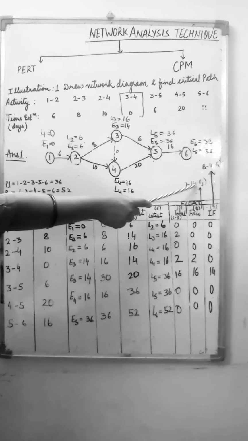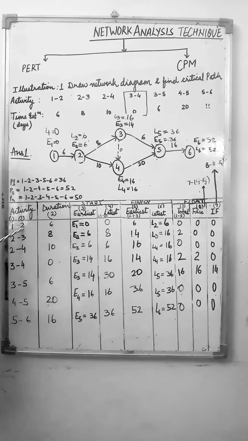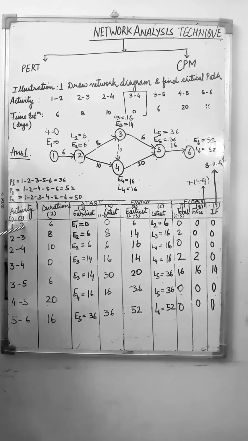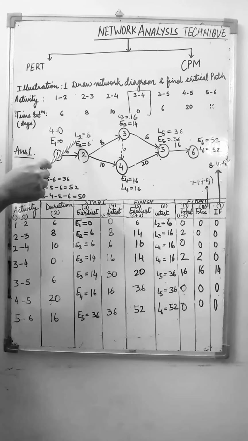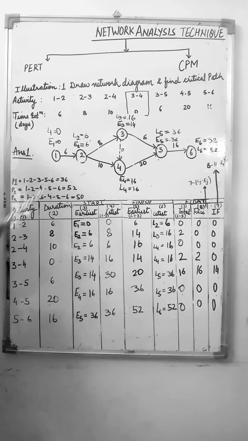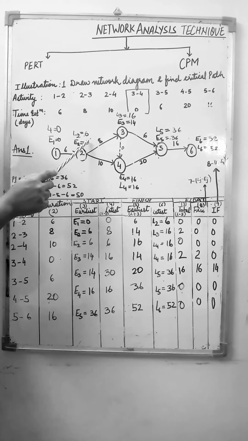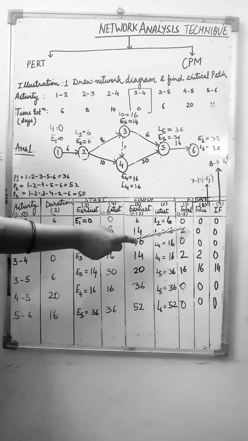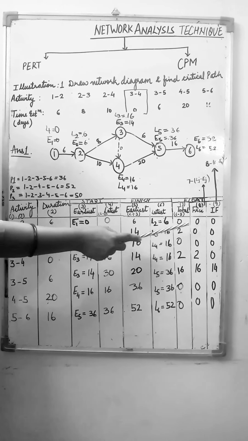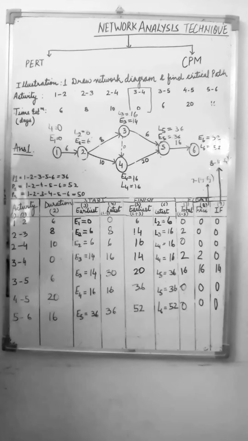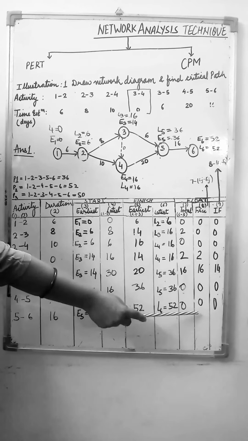Lj minus Ej. First is 2. Lj is L2. L2 is what? 6. And Ej is what? E2, that is 6. 6 minus 6 is 0. And the seventh column value is 0. 0 minus 0 is 0. In this way you can calculate the values of the 8th column.